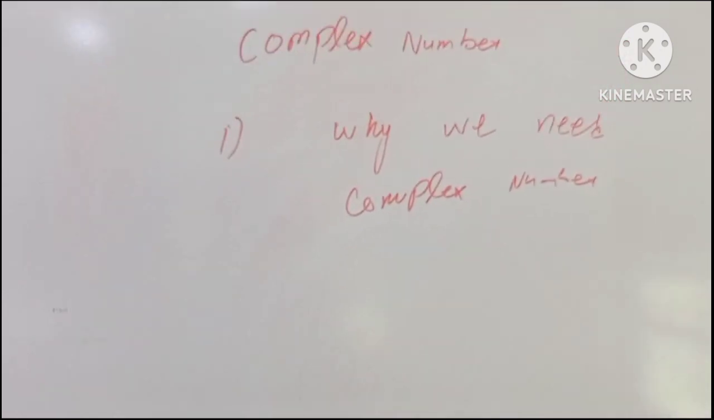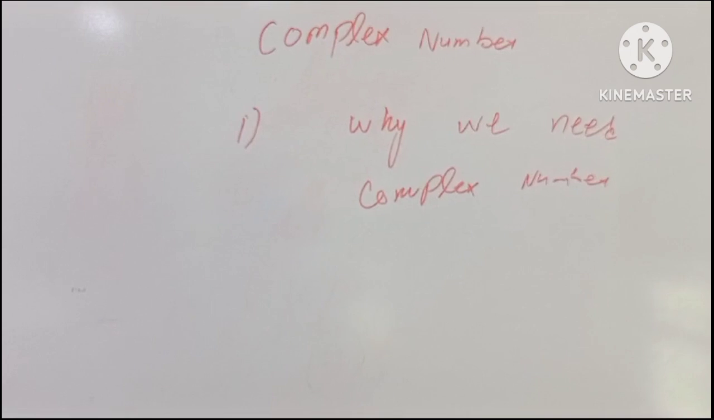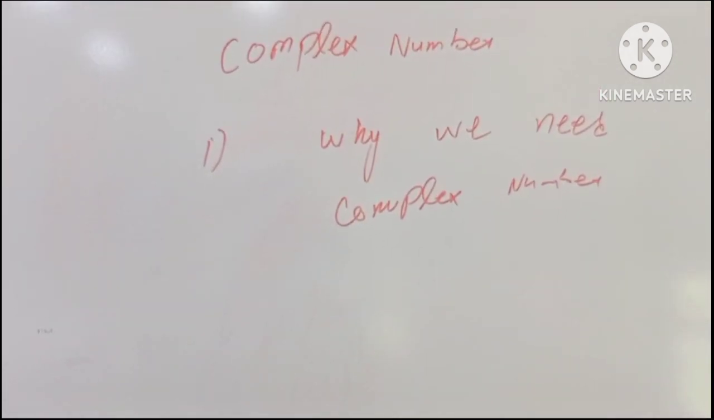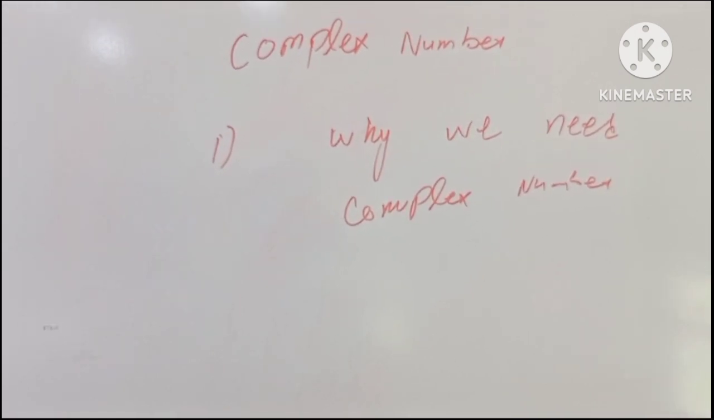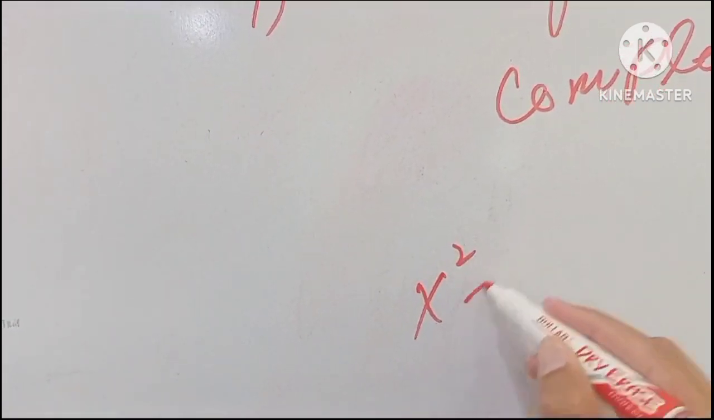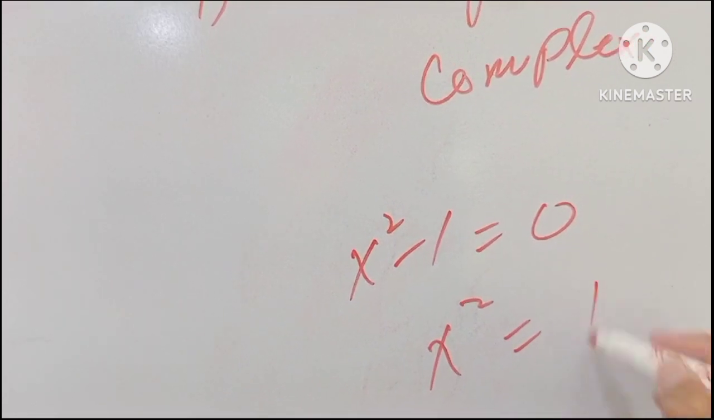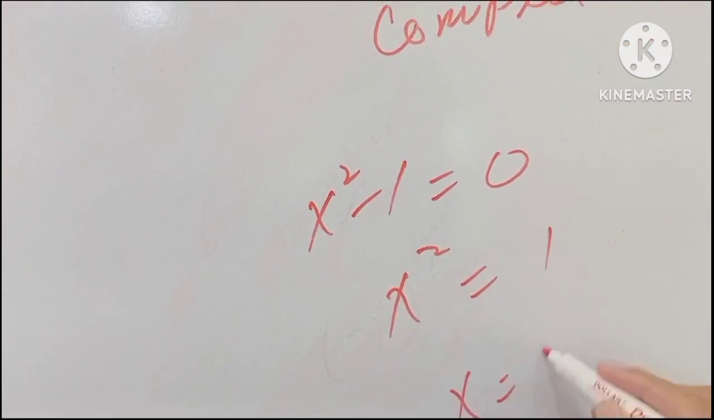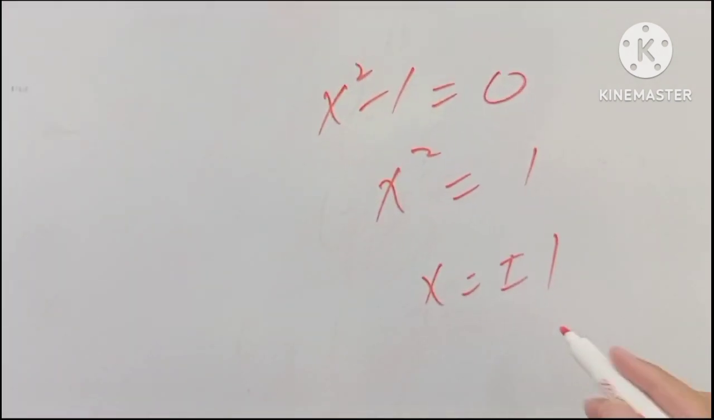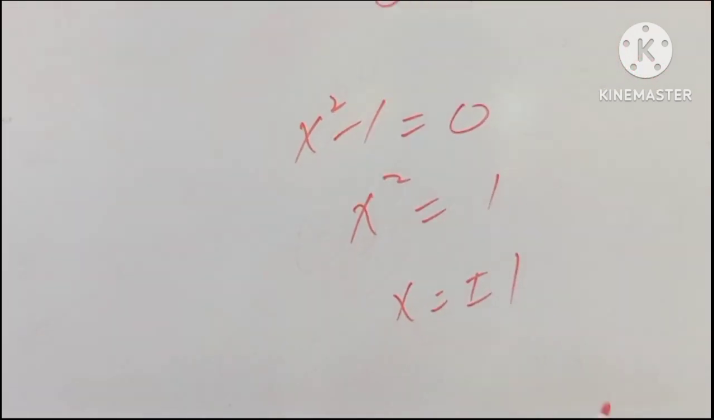We need complex numbers because there are some polynomials whose solution does not exist in real numbers. To overcome these difficulties, complex numbers are required. For example, x square minus 1 equal to 0. x square is equal to 1, x is equal to plus minus 1. So plus minus 1 is a real number. The solution of this equation exists in real numbers.